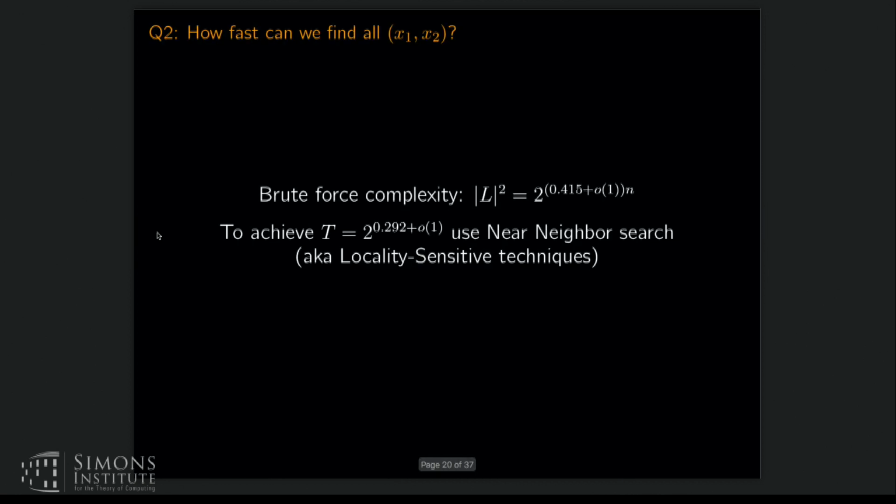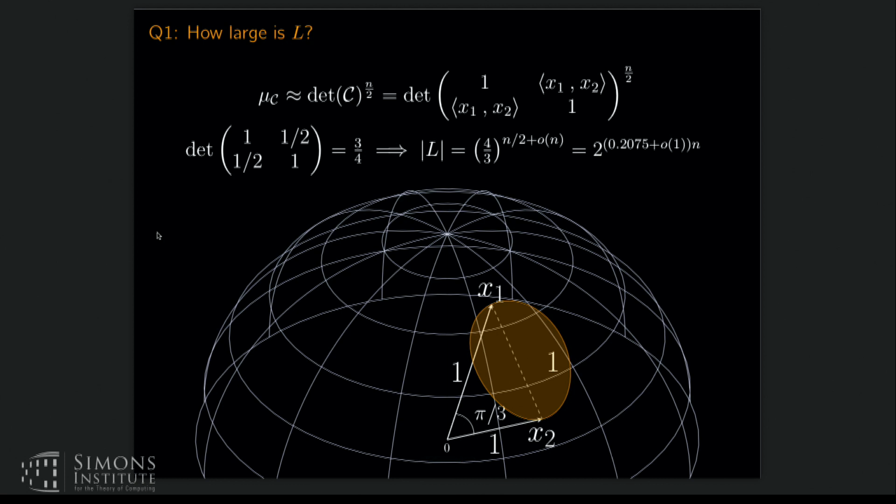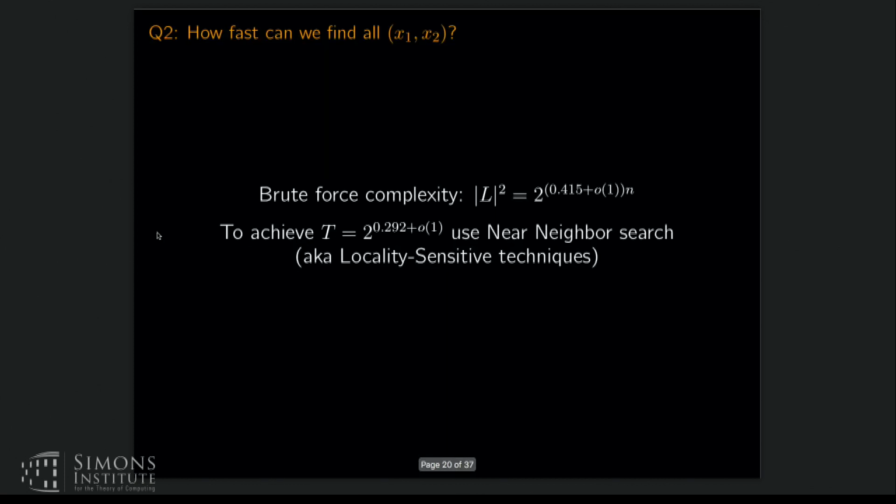And if you do a naive search, so what do we do next? We find pairs in lists of the size that I've just shown. You can do a brute force search over the pairs. That would cost you the square of the list. And the square of the list is this exponent. And this is precisely what appeared in the paper of Nguyen and Vidick. They had the memory of 2^(0.2075n) and this runtime. Okay, so this is how I achieve one magical exponent.